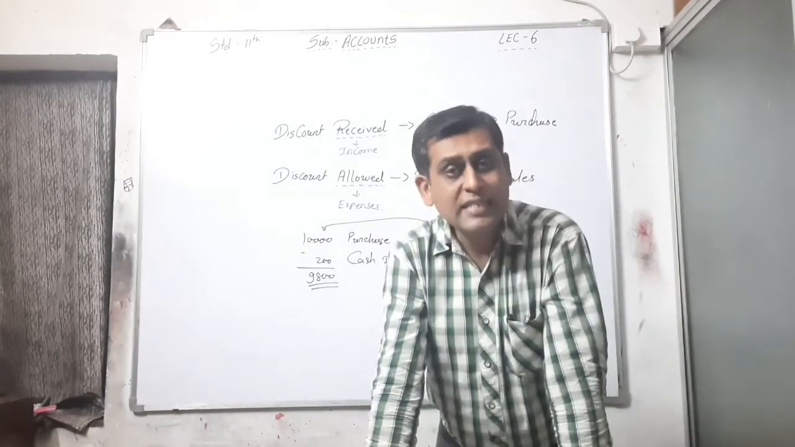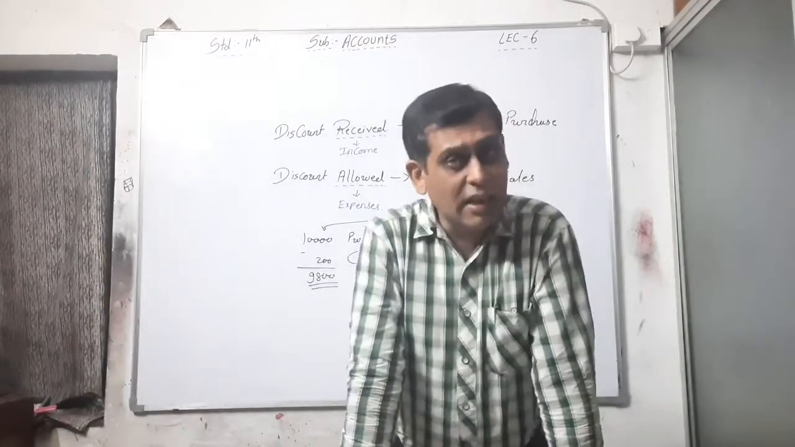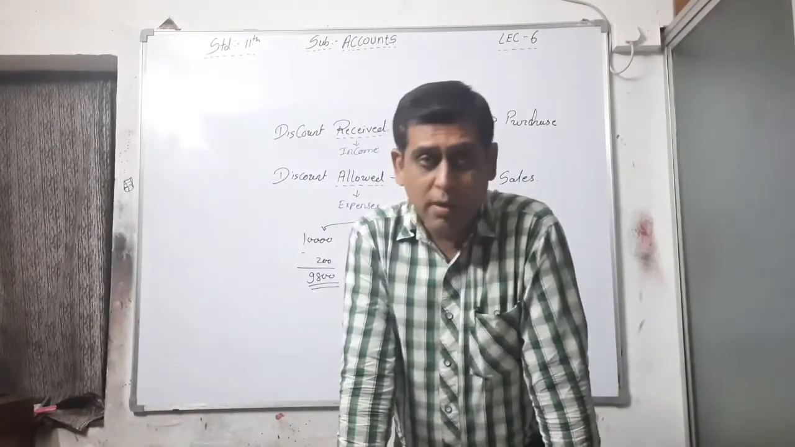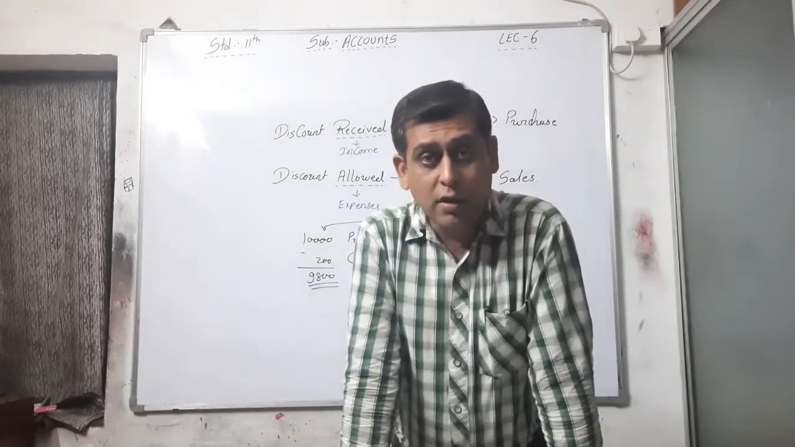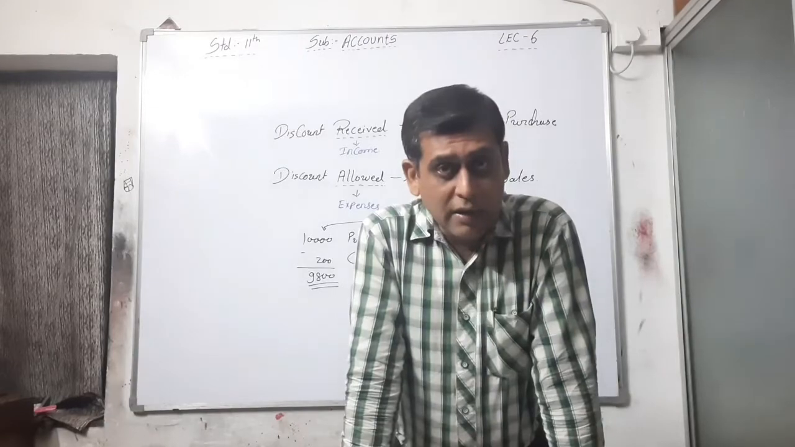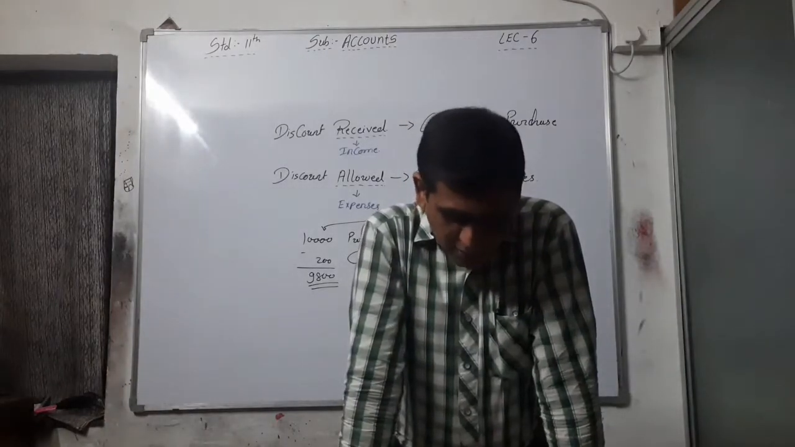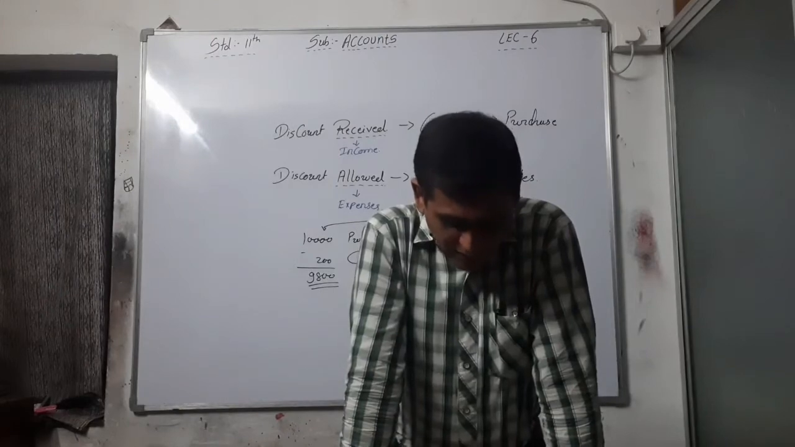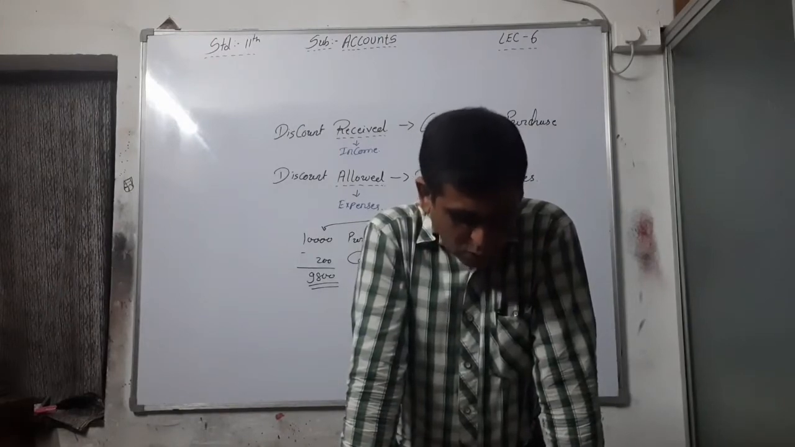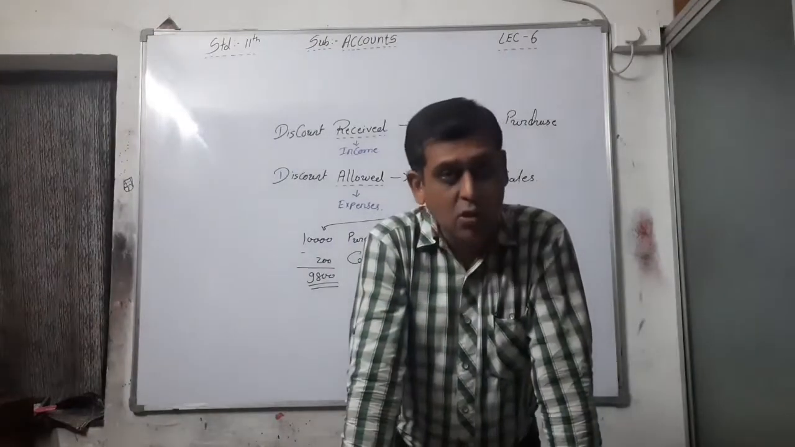Same thing with discount allowed, the reverse of this. Whenever we are selling the goods and we allow the customer a 2% cash discount, then it is discount allowed. What is that? When a businessman sells goods and receives a lesser amount, the amount which is not received is called discount allowed. Okay, this is an expense of the business.